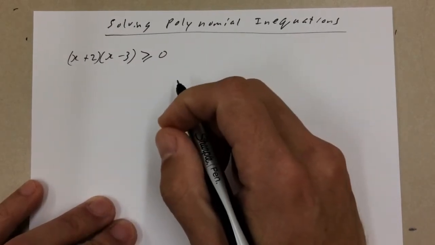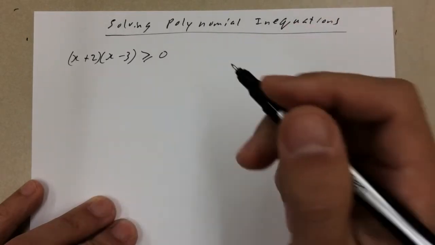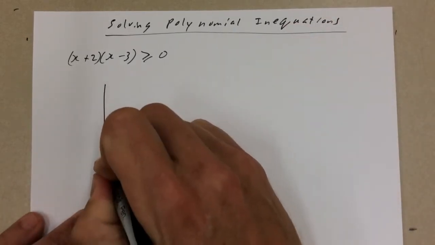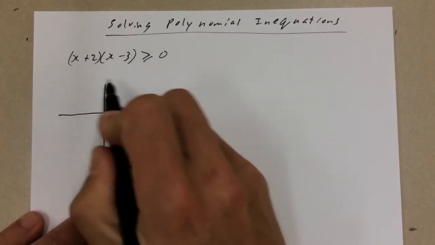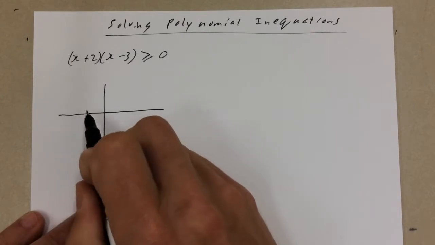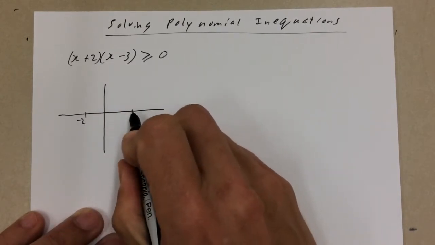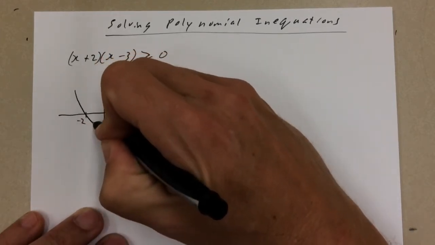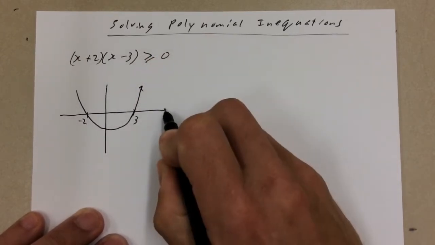Okay, so there's a couple ways of looking at this. We could look at this graphically or in what's called a factor table. So graphically, we look at this function. On the left side, if we graphed it, it has an x-intercept at -2, and it has an x-intercept at 3. And it's a parabola that opens up like that.